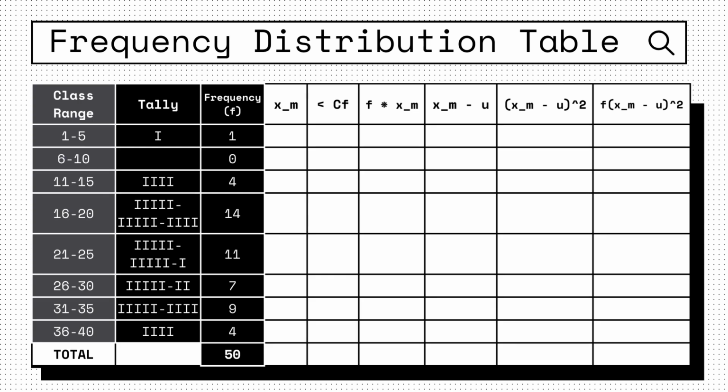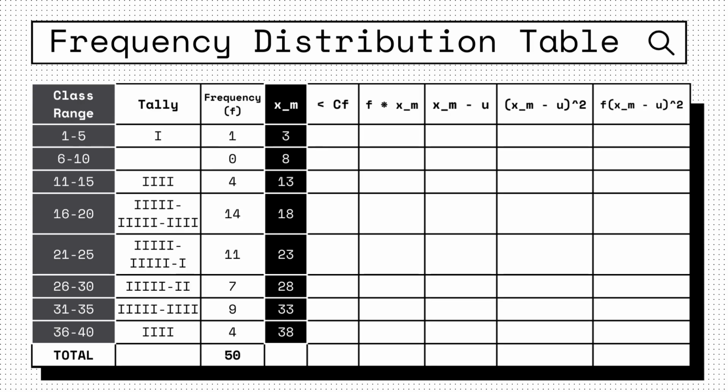7 students got a score from 26 to 30. 9 students got a score from 31 to 35. And lastly, 4 students got a score from 36 to 40. And to sum it up, there are a total of 50 students.